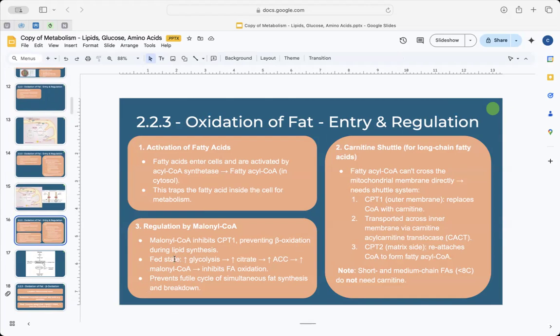And you can kind of see that illustrated out here in the fed state: increase in glycolysis, increase in citrate, increase in ACC, increase in malonyl-CoA, which inhibits fatty acid oxidation and prevents a futile cycle of simultaneous fat synthesis and breakdown.